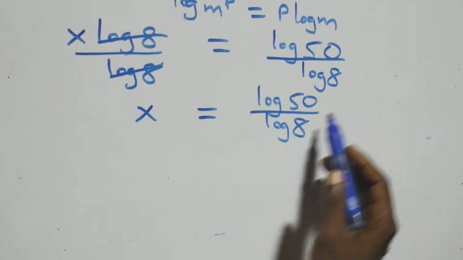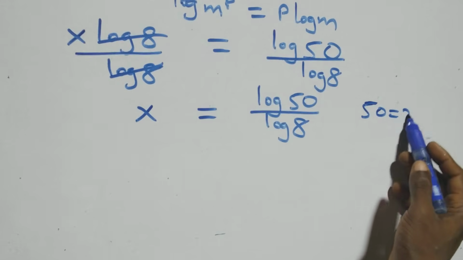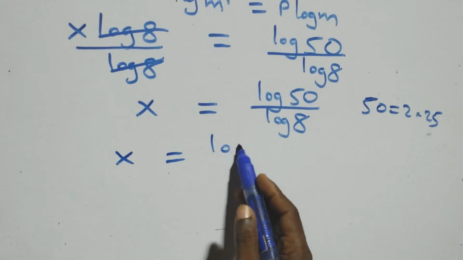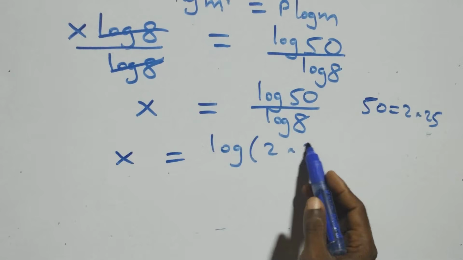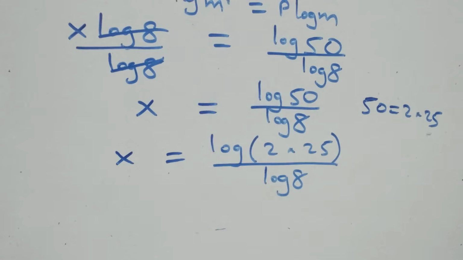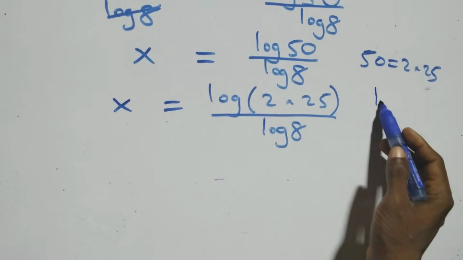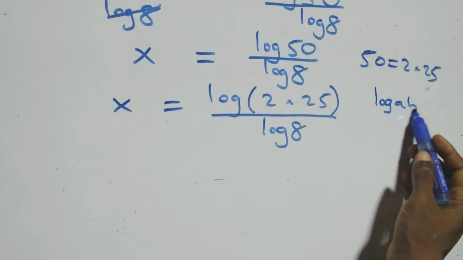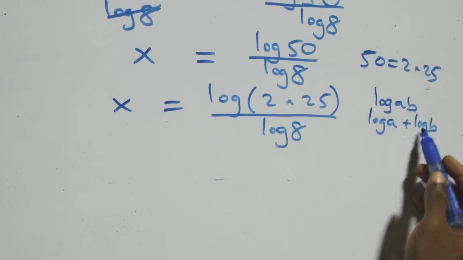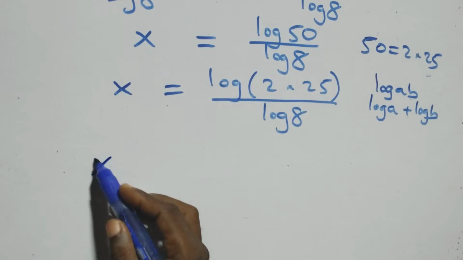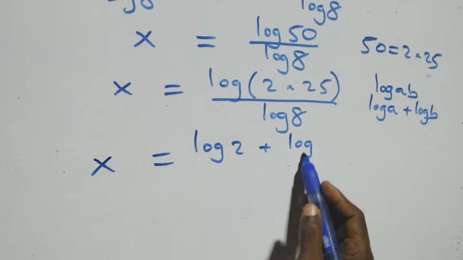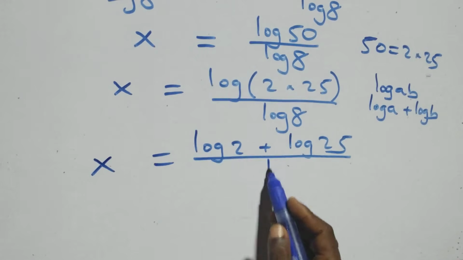Then next step, 50 here can be expressed as 2 times 25. What we have becomes x equals log of 2 times 25 over log 8. This follows the law of logarithm: when we have log of a times b, it is the same thing as log a plus log b. So here we have x equals log 2 plus log 25 over log 8.